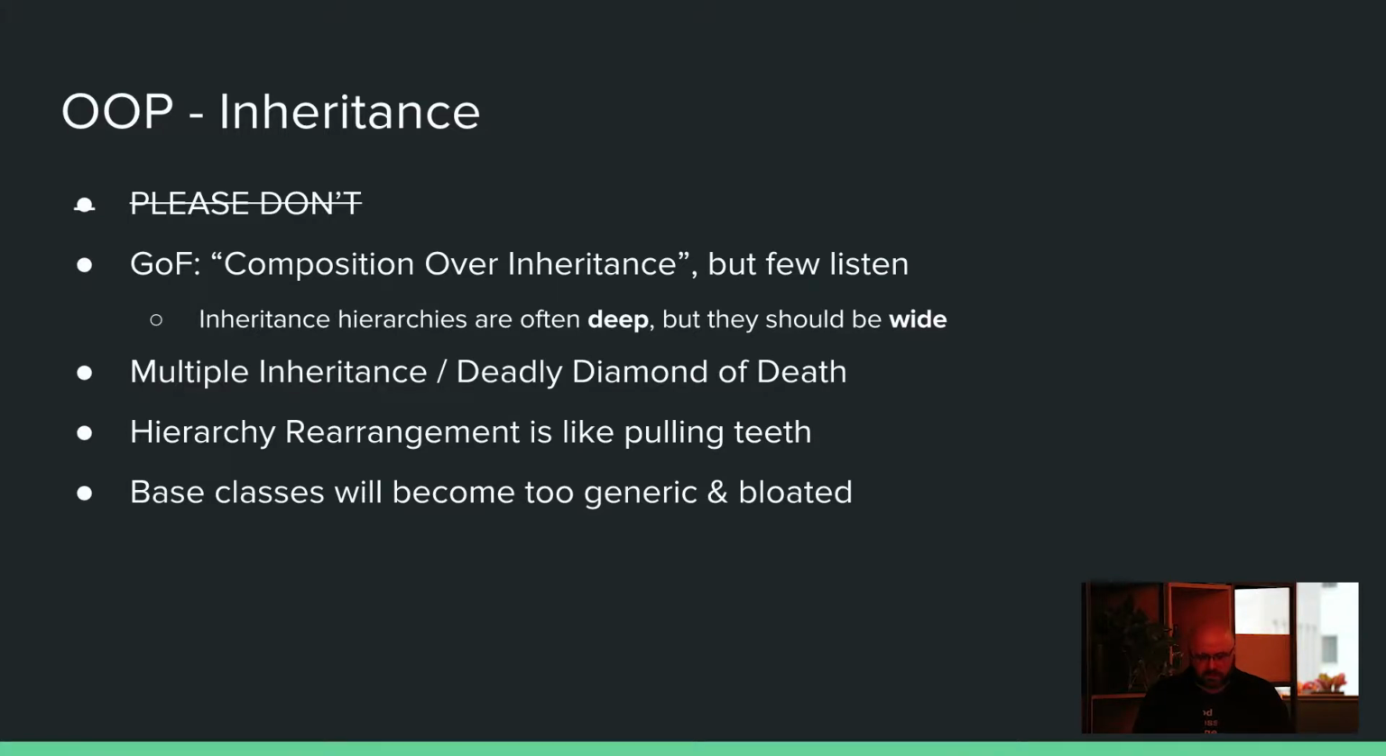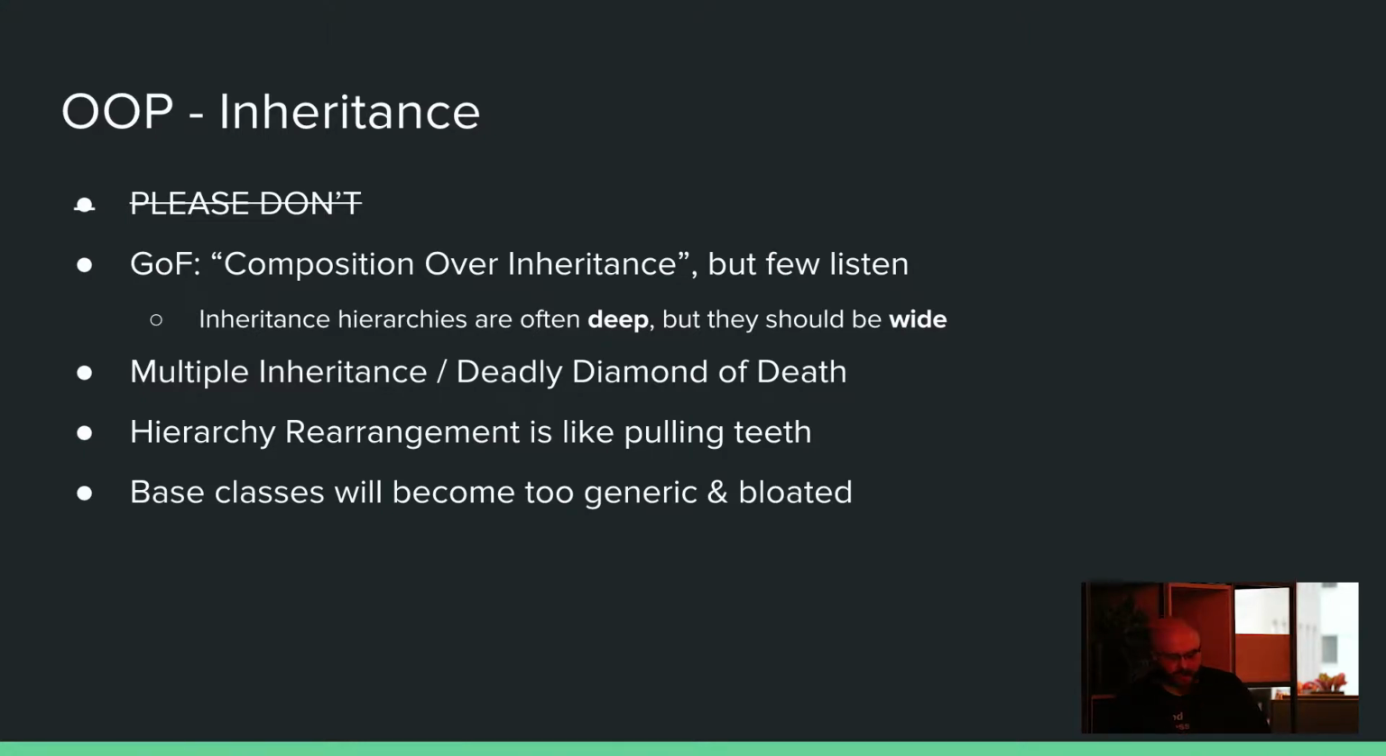Inheritance. Other than not using it entirely, even the Gang of Four explicitly state composition over inheritance, but few of us listen. Thankfully, we've gotten more away from that. Even Unreal is getting more away from that, which is awesome. I found that, especially in a lot of older games and in engine code, inheritance hierarchies are often super deep when instead they should be wide. The best and worst reason to use inheritance is that any changes you make higher up the hierarchy will have cascading effects further down.